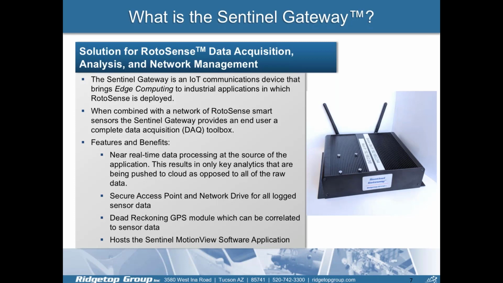When you look at different types of applications and you have hundreds or thousands of sensors all trying to push different types of data to the cloud, in certain situations that's really not feasible or cost effective. So being able to bring edge computing and extracting key analytics of interest and only pushing those analytics to the cloud is a very useful benefit of this type of IoT architecture. The gateway also has a secure access point and a GPS module and hosts the Sentinel MotionView software application.